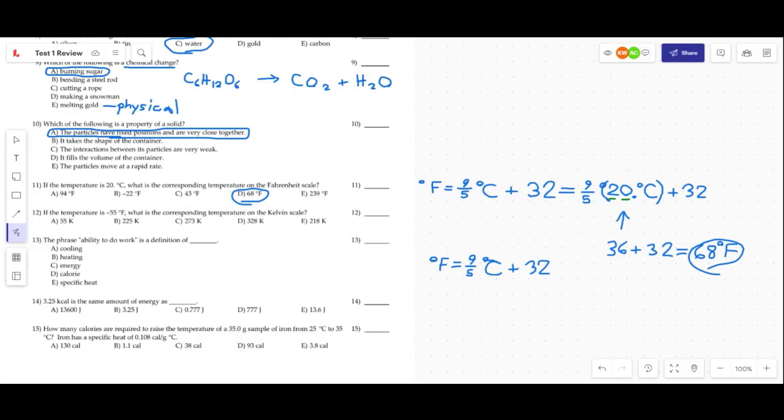There's no way to go directly from Fahrenheit to Kelvin, so I'm actually going to have to solve for Celsius here. I'll first start by subtracting 32 from both sides.